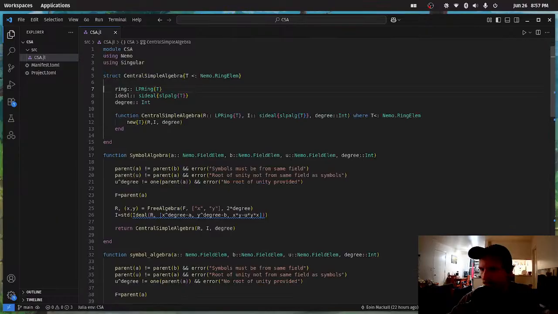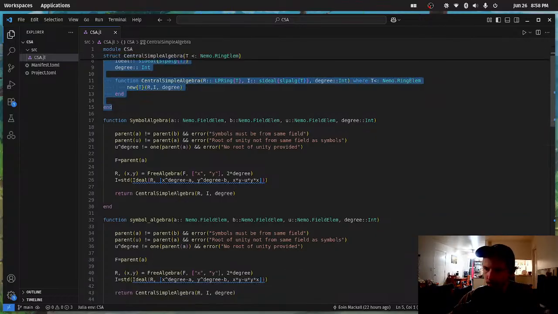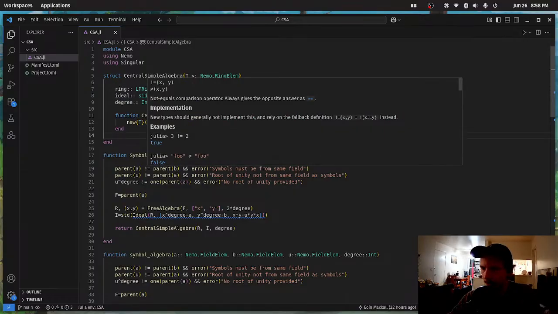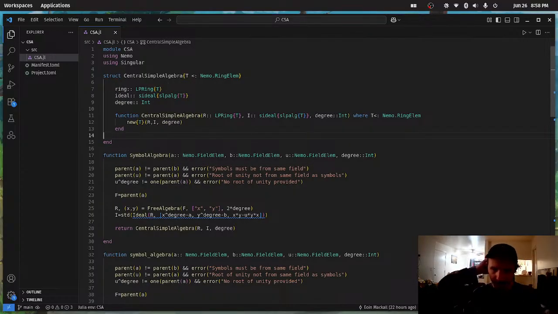So what we have so far is a type, which is a central simple algebra. Basically, given a ring and an ideal, so a non-commutative associative ring and an ideal in that ring, this can define a central simple algebra, and then you also need to specify the degree, and the type just keeps track of those three pieces of data.